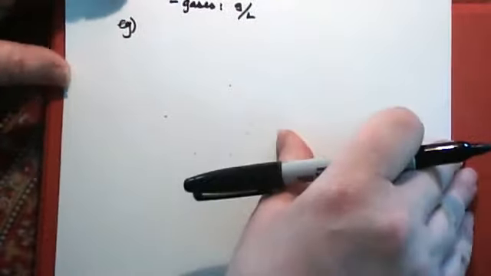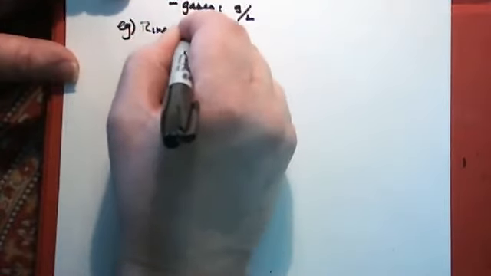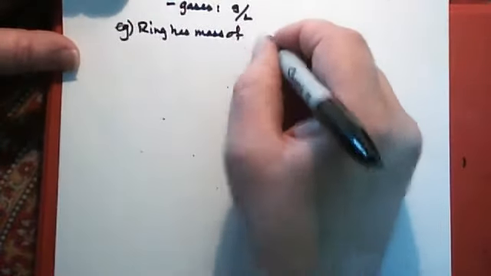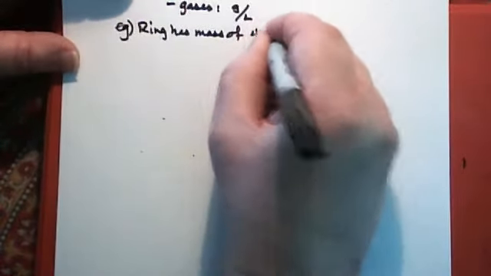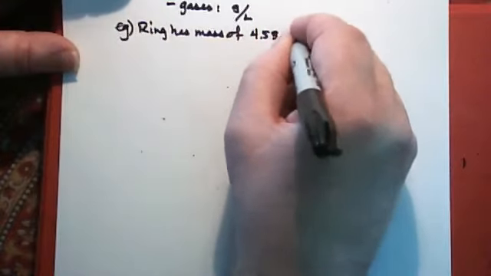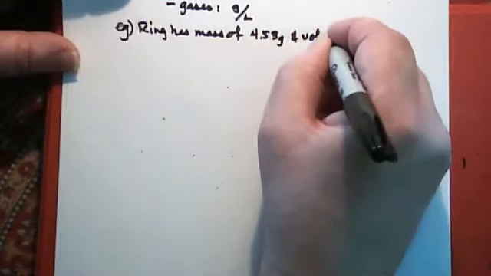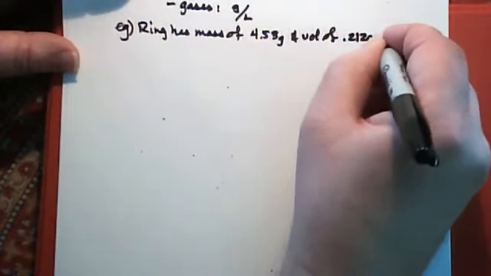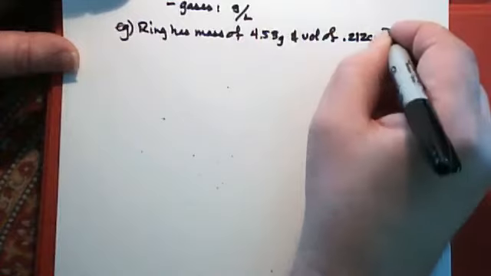Some examples of questions with density. Say, for instance, you've got a ring with a mass of 4.53 grams and a volume of 0.212 cubic centimeters.